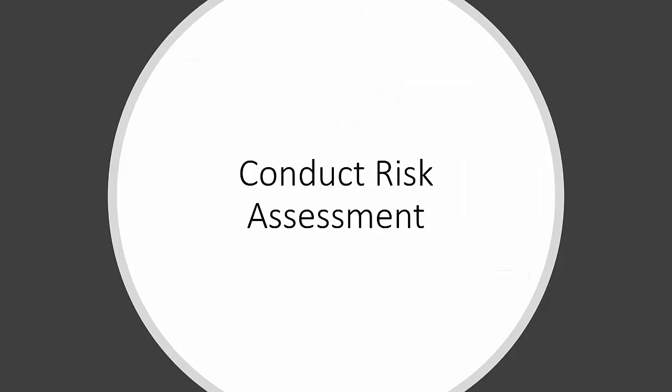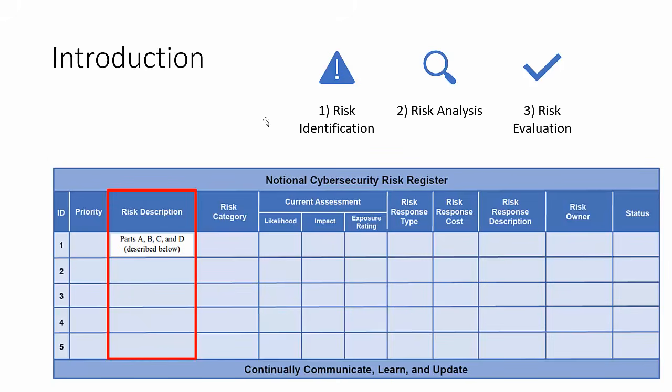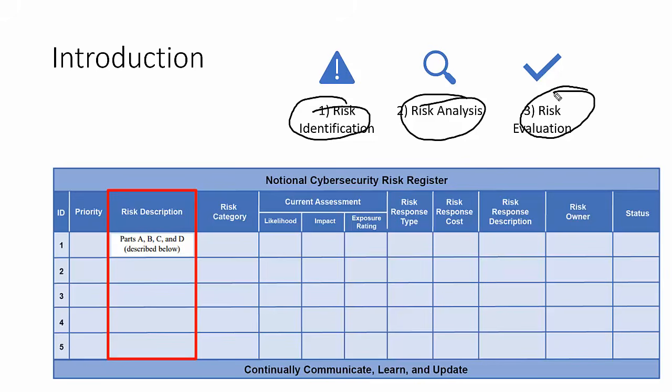So once you create a policy and strategy, now we have to start our action: how to conduct a risk assessment. When you're doing a risk assessment, there are 3 steps. One is identification of the risk, second is analysis of the risk, and third is risk evaluation. This is just an example mentioned in this PPT: the risk ID, the priority, description, category, the likelihood, impact, exposure rating, control type. We're going to discuss each and every step in detail.